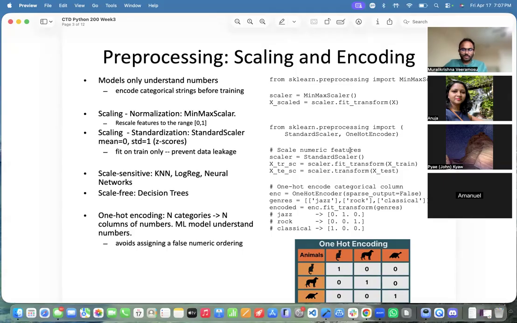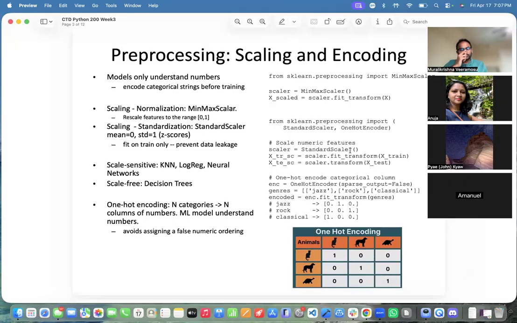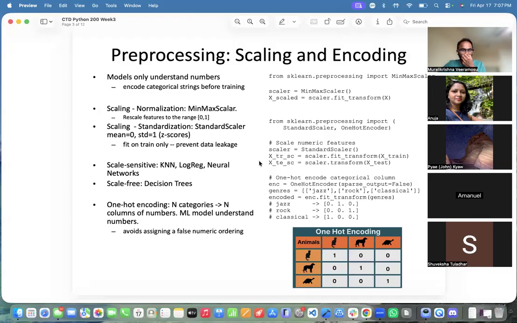Why do we have to pre-process the data? The machine learning models understand numerical data. They don't understand categorical data, right? If your input feature is a string, the machine learning model may not be able to understand it. So that's why you need to pre-process the data, right?